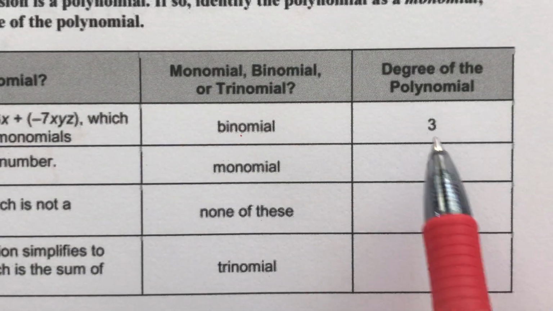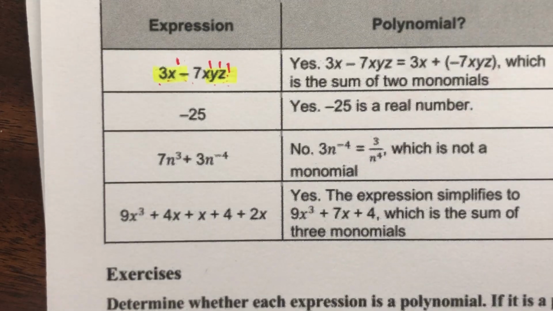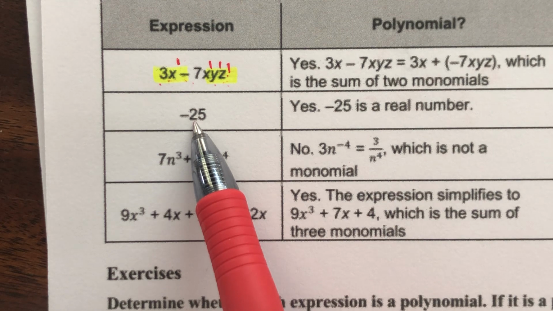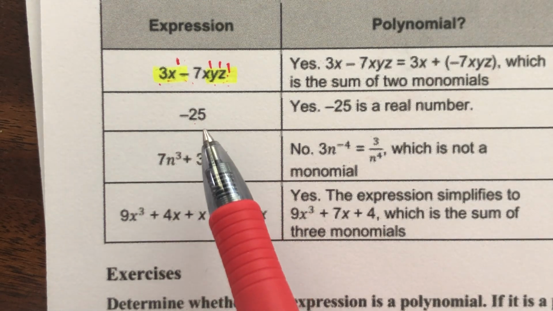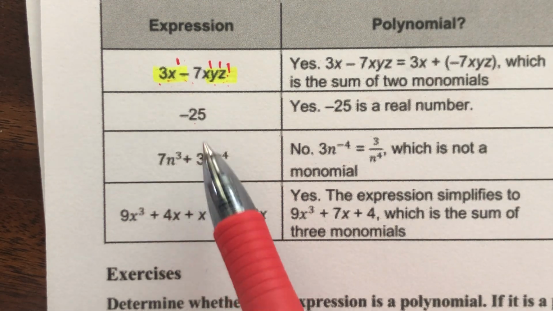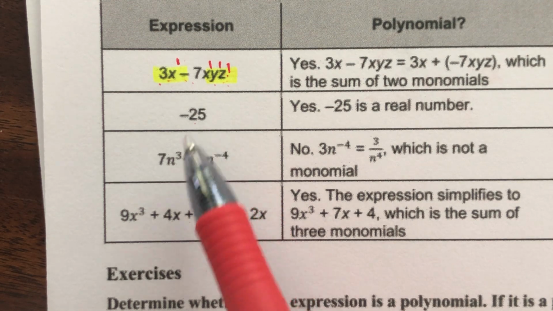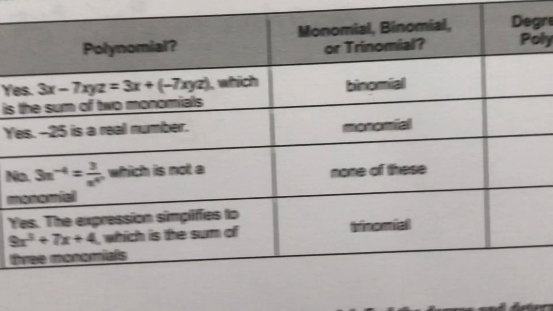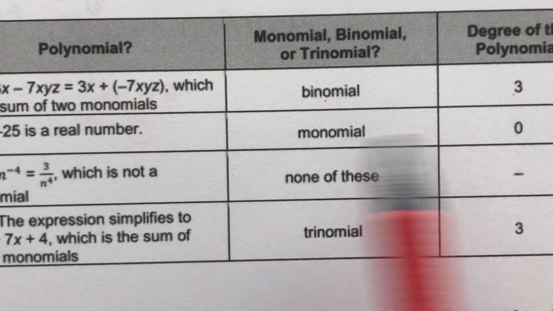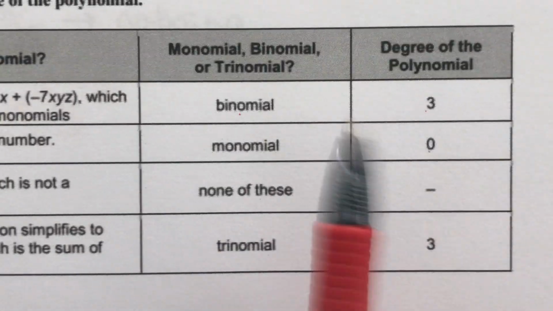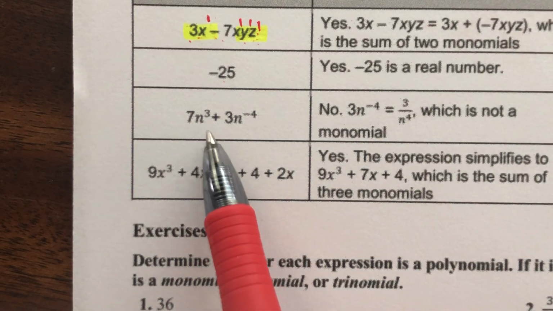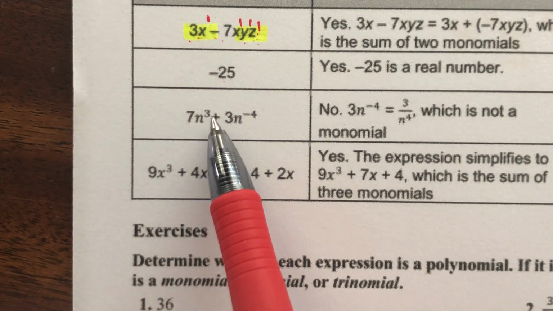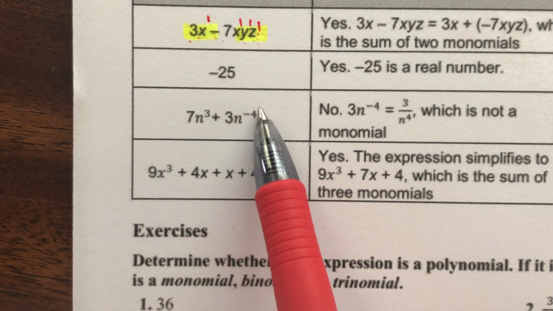Binomial, degree of 3. Okay, next one, negative 25. This is a monomial. It only has 1 term. There are no variables, so when there's no variables, the degree is 0. So it's a monomial, and the degree is 0. Next one, here we have 7n to the third plus 3n to the negative 4.